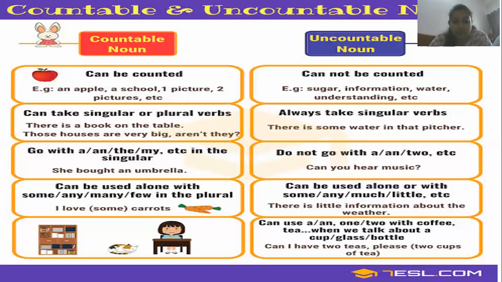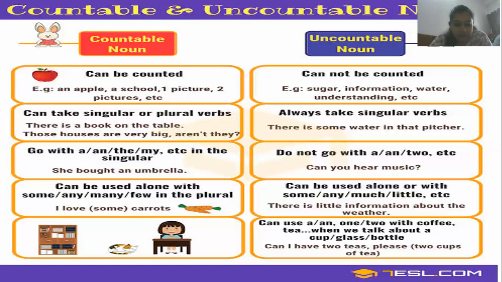1 picture, 2 pictures, etc. Second thing, countable nouns can take singular or plural verbs. Countable noun दोनों तरह के verbs ले सकता है, singular भी और plural भी, depending upon कि वो countable noun खुद कौन सा है, singular है या plural है. अगर वो singular होगा, it will take singular verb. अगर वो plural होगा, means ज़्यादा in number होगा, it will take plural verb.